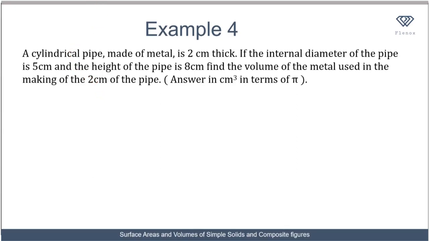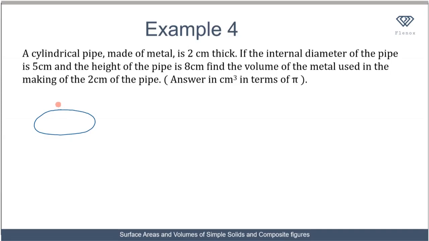And here we are told that a cylindrical pipe made of metal is 2 cm thick. If the internal diameter of the pipe is 5 cm and the height of the pipe is 8 cm, find the volume of the metal used in making the 2 cm pipe. So first, we want to try to sketch that out.